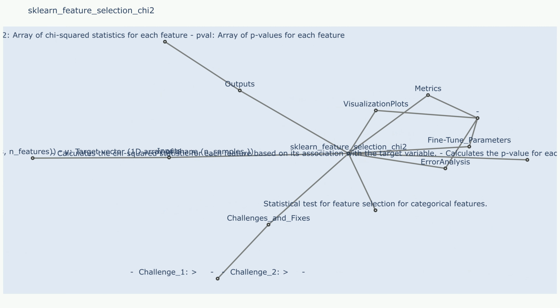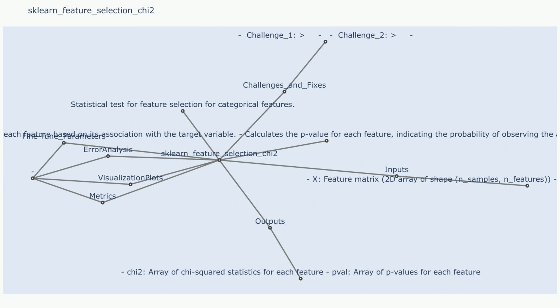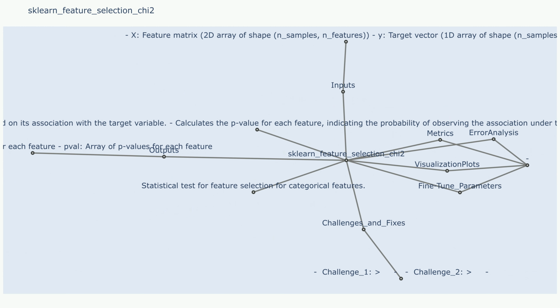Outputs: F score, a NumPy array containing the chi-squared statistics for each feature. Higher values indicate stronger dependence between the feature and the target. P-value, a NumPy array containing the p-values for each feature. Smaller p-values indicate that the feature is less likely to be independent of the target.